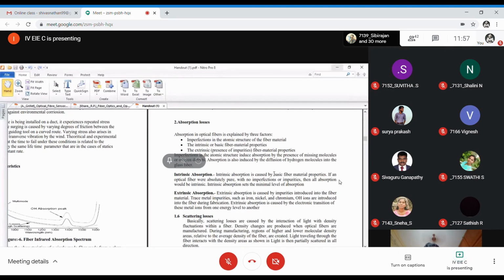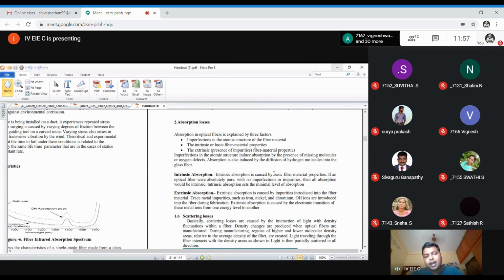Under fiber characteristics, mechanical characteristics deal with strength, static fatigue, and dynamic fatigue. Clear? And when we go for transmission characteristics, the first thing will be attenuation. This attenuation will depend upon the type of material we use, the type of fiber we use. The second one is absorption losses, which correspond to intrinsic and extrinsic absorption.